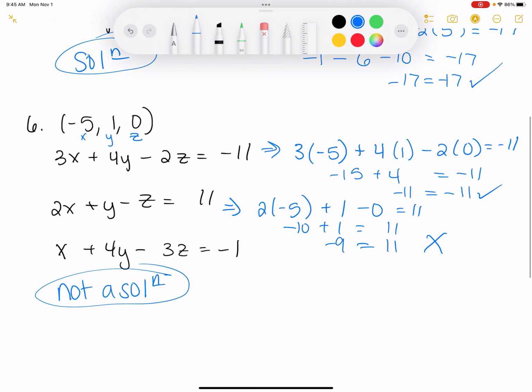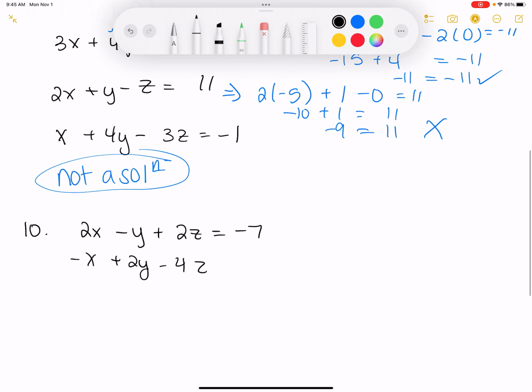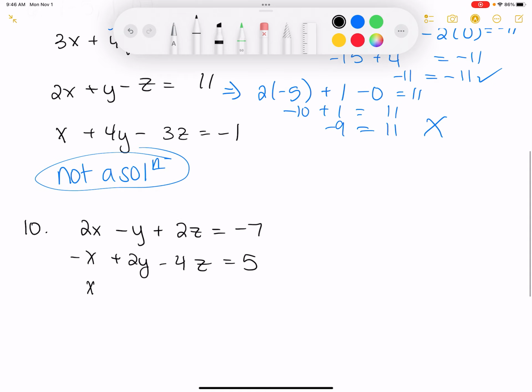let's start with 10. So we have the system 2x minus y plus 2z is equal to negative 7. Negative x plus 2y minus 4z is equal to 5. And x plus 4y minus 6z is equal to negative 1.